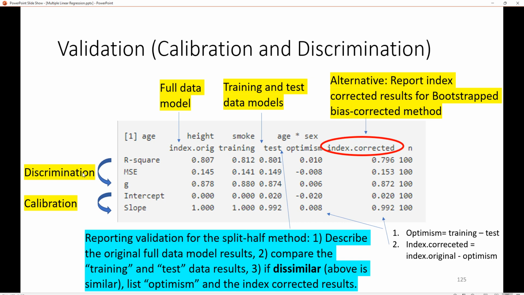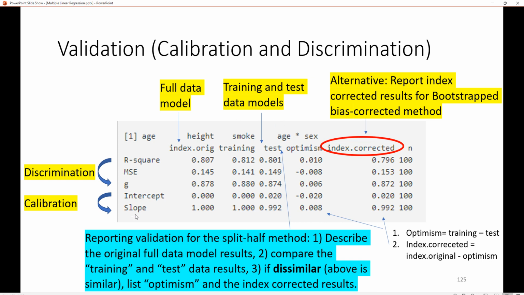We have 5 rows. The top 3 are for discrimination, and the bottom 2 are for calibration. For calibration, since it's a curve, it has an intercept and a slope. So we want that intercept to be at 0, and we want that slope to be at 1. And for discrimination, we have 3 different measures we can look at for a linear model like this. We can look at R squared, the mean squared error, and the G statistic. And so we're just going to look at the R squared.